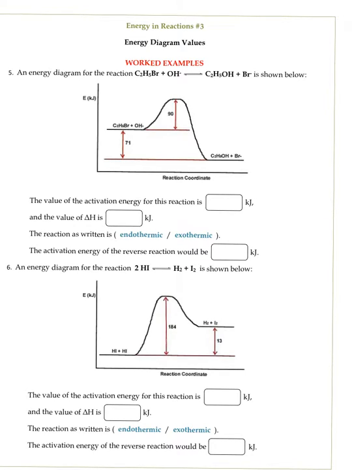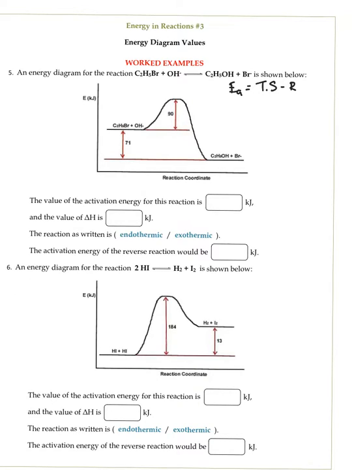Welcome everyone. So what we want to do is look at a couple of examples from energy and reactions exercise number 3, where we're looking at energy diagrams and working through the math associated with both the activation energy and the delta H. So one of the things that we want to do is make sure that we understand where to find those values. And so when we look at activation energy, remember that activation energy, which we can call E sub A, is equal to the difference between the transition state and the reactants.